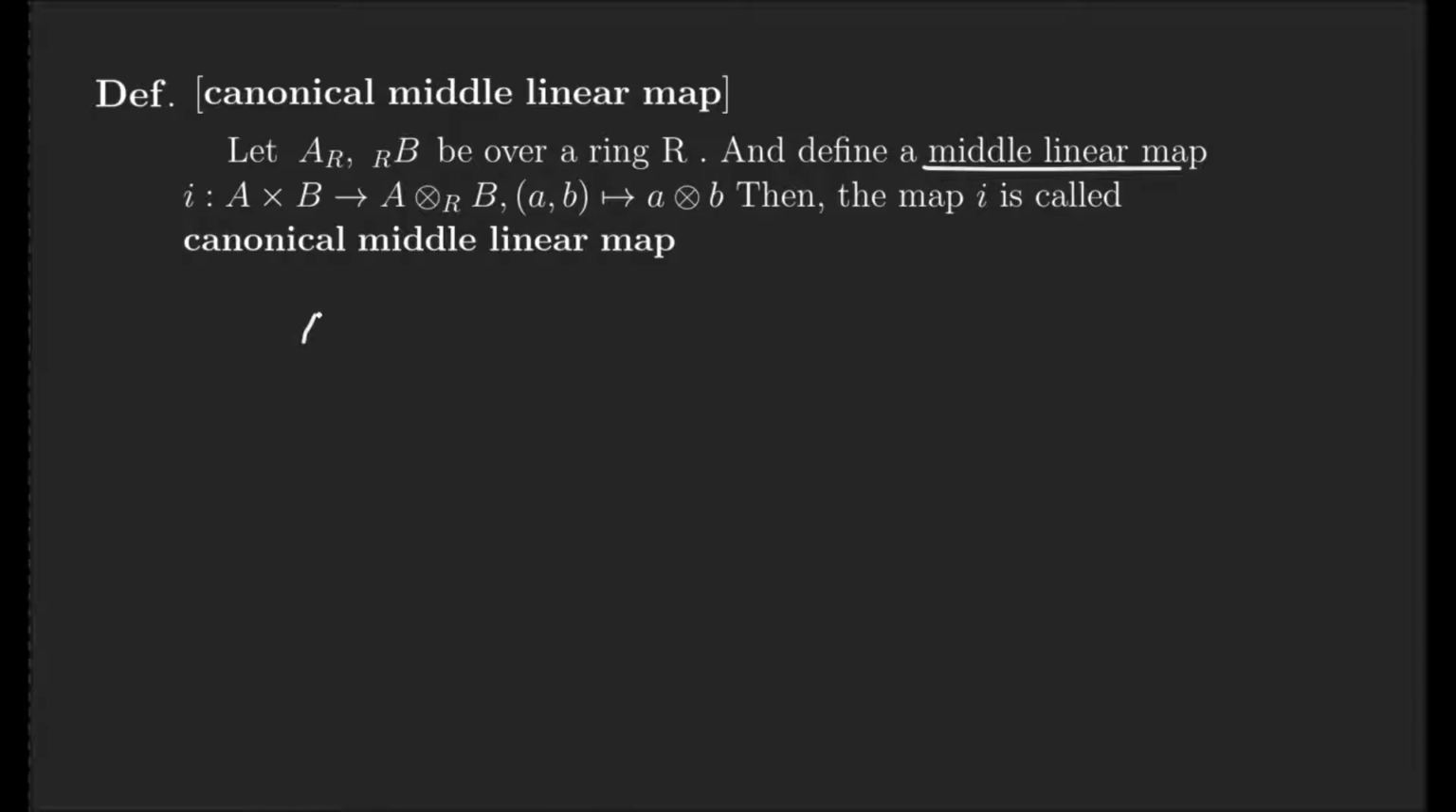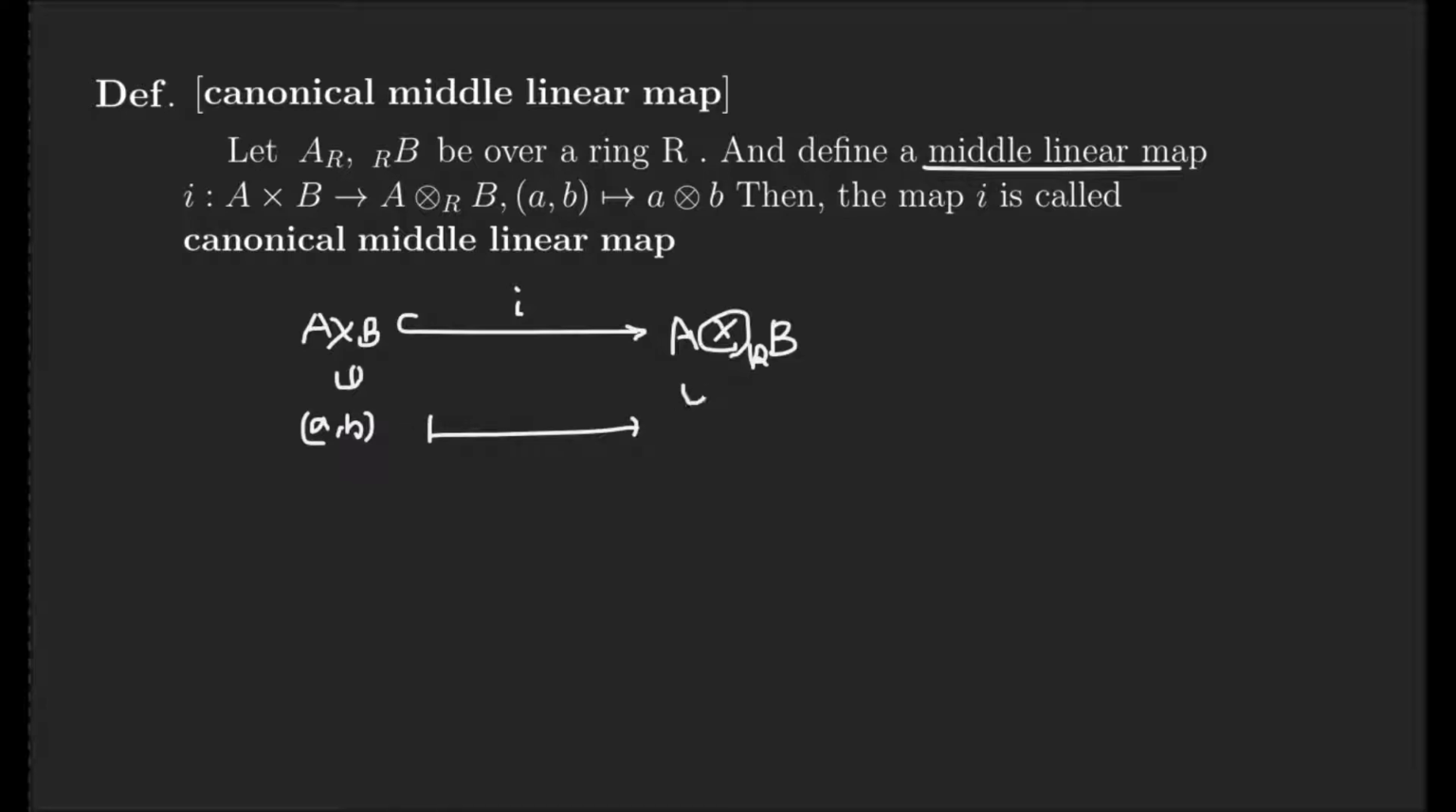So this means AB goes to A tensor product over R with B, and when you choose this element, this goes to what is defined as the tensor product. But note that because this is a middle linear map, it satisfies I of A1 plus A2, B is equal to I A1 B plus I A2 B.